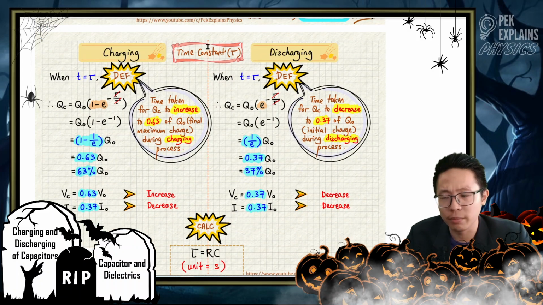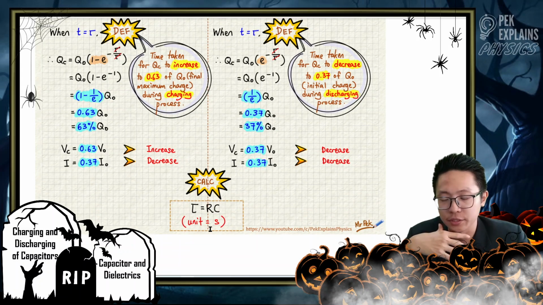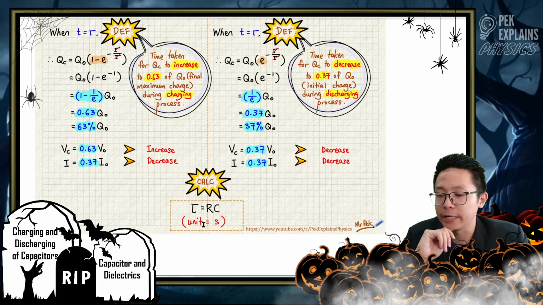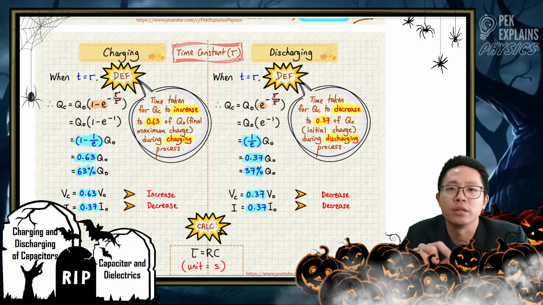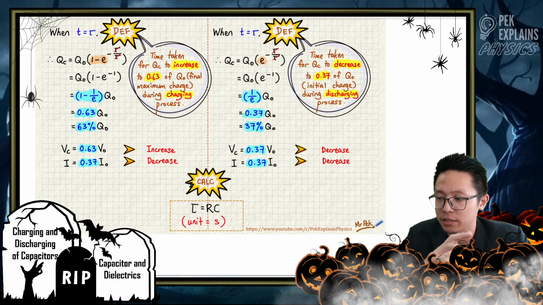Now I want you to know about time constant. Time constant is actually a time, it has unit second. The formula is RC, the resistance times the capacitance, and you get the time constant. Anyway, what is time constant? Time constant is actually the time to reach a certain value.